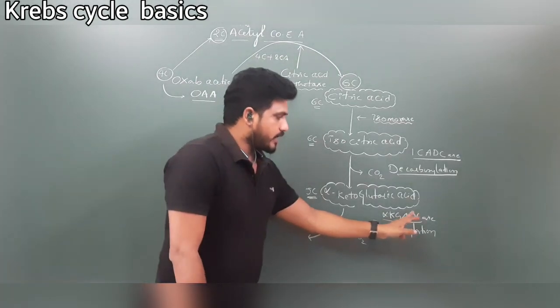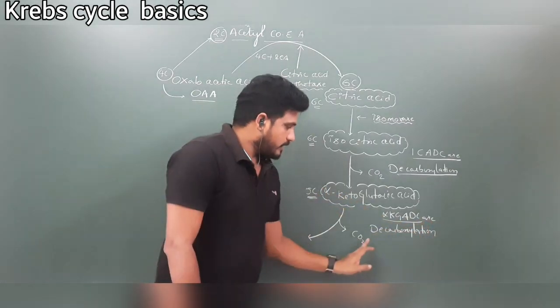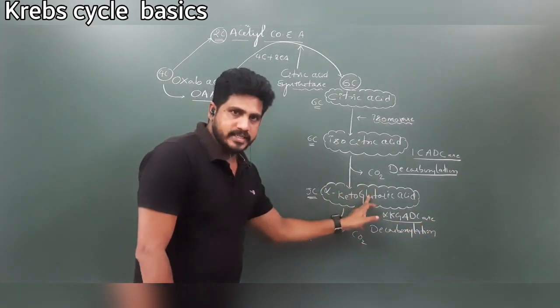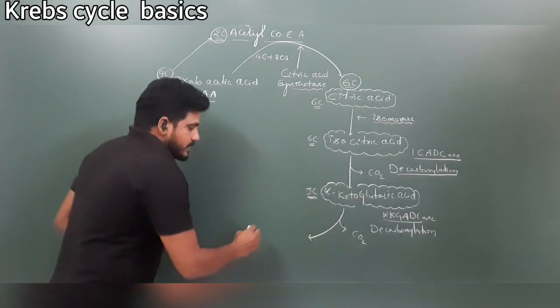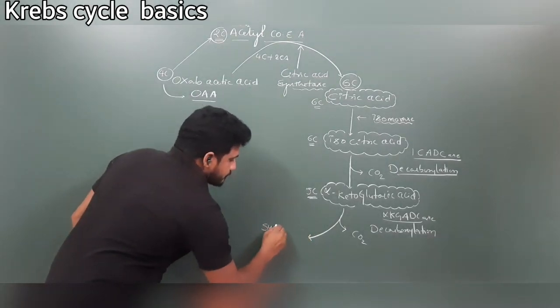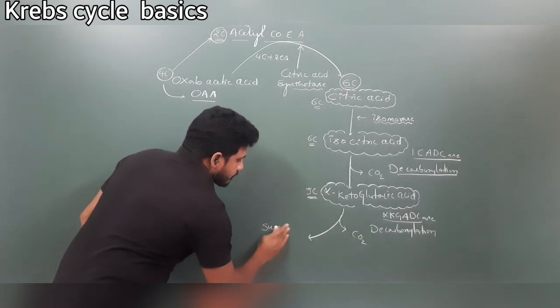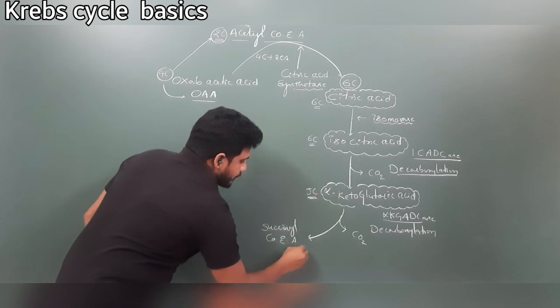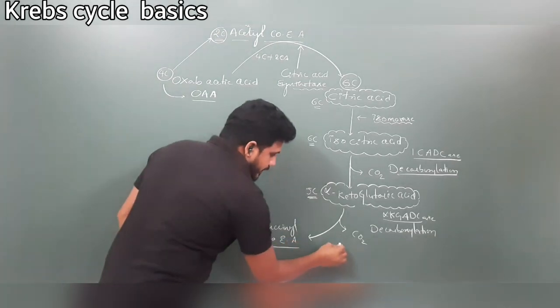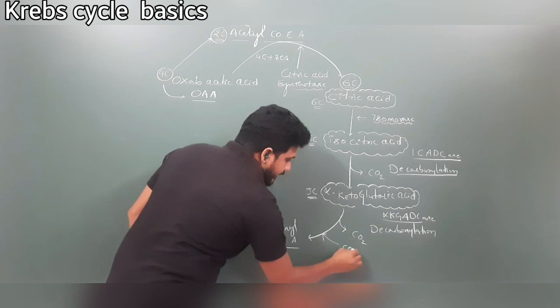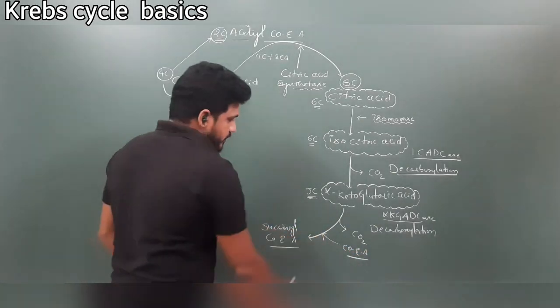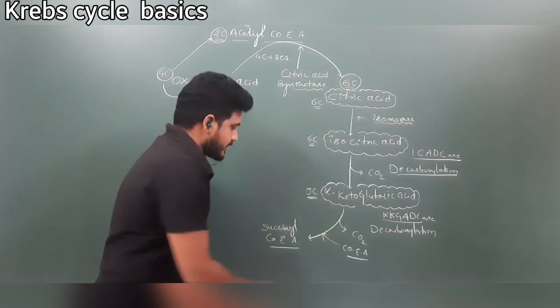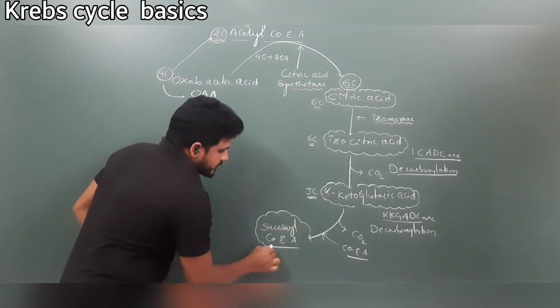So alpha ketoglutaric acid decarboxylase acts on alpha ketoglutaric acid. Then one carbon will be removed in the form of carbon dioxide. The result is succinyl coenzyme A. Succinyl coenzyme A is formed, and in this reaction one coenzyme from the matrix is added, so that alpha ketoglutaric acid becomes succinyl coenzyme A.